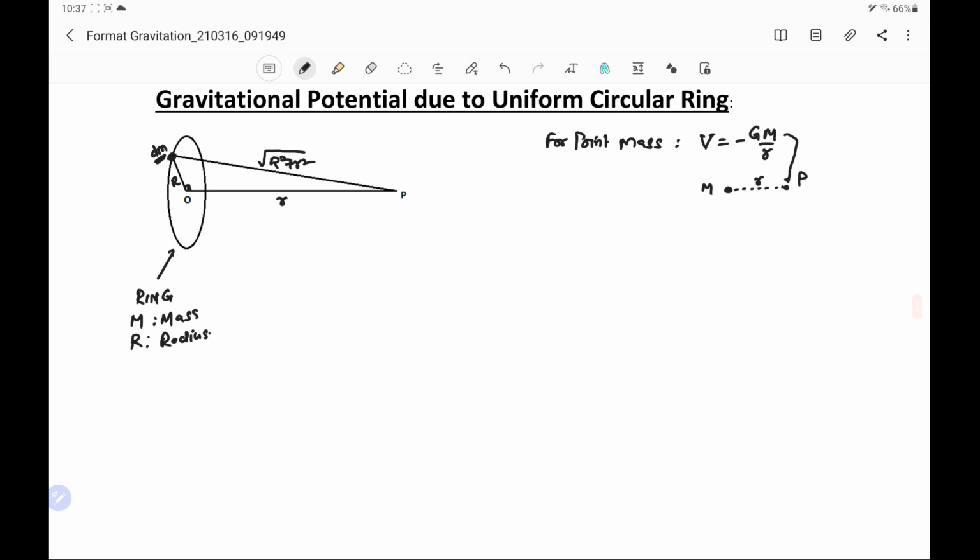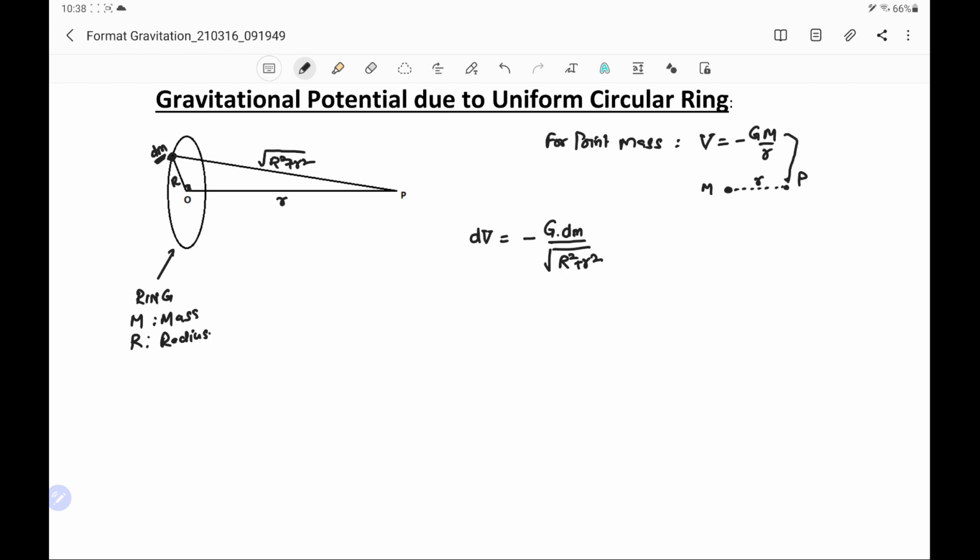Now, using the point mass formula for this elementary mass dm, we get the elementary potential. It is equal to minus G, and here the mass of the elementary part is dm, so we will use mass dm divided by the distance of the point P from the elementary mass, and this distance is root of R square plus small r square. So this is the gravitational potential due to the elementary mass.